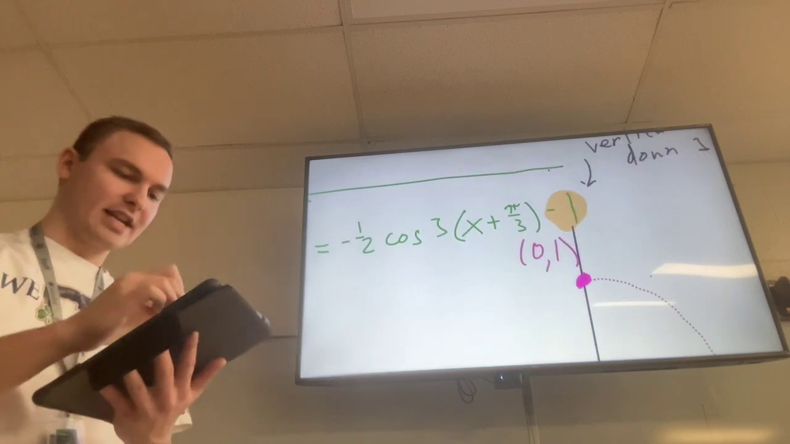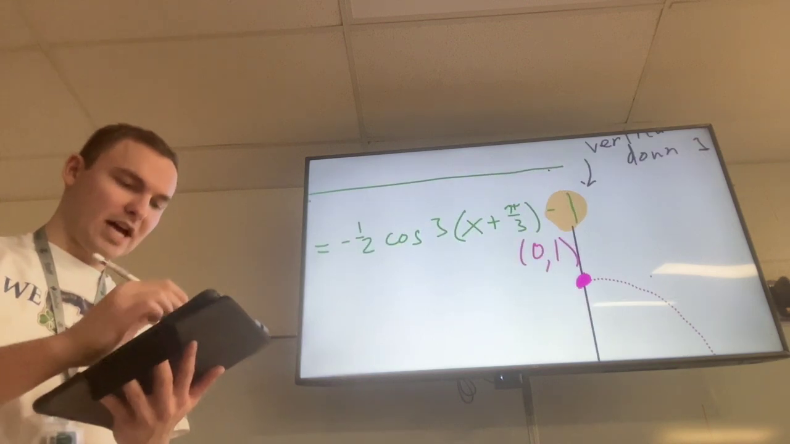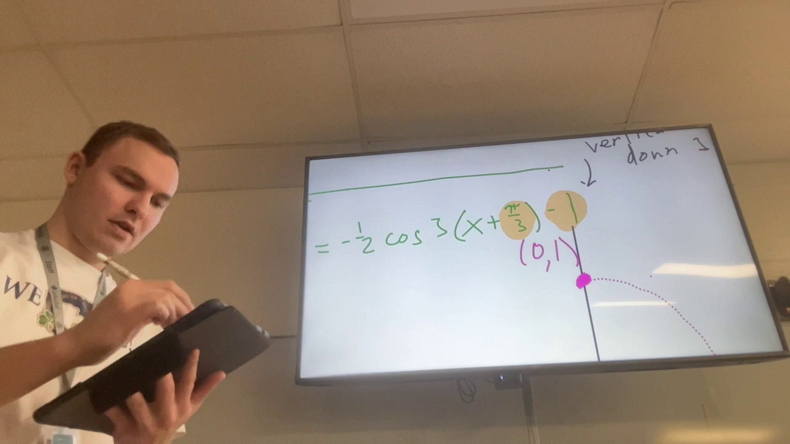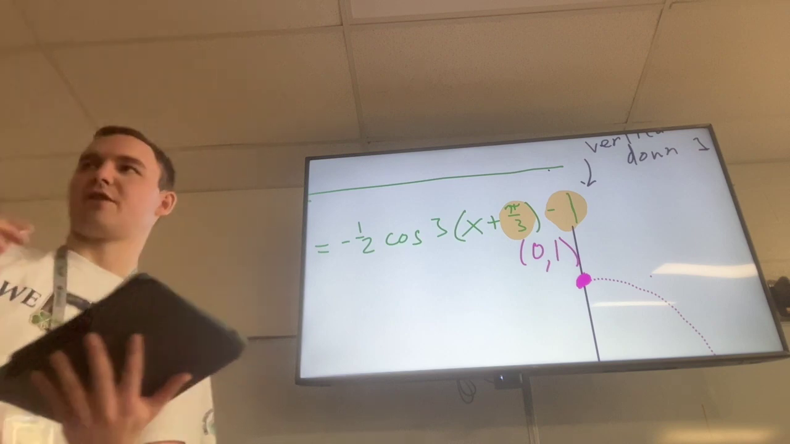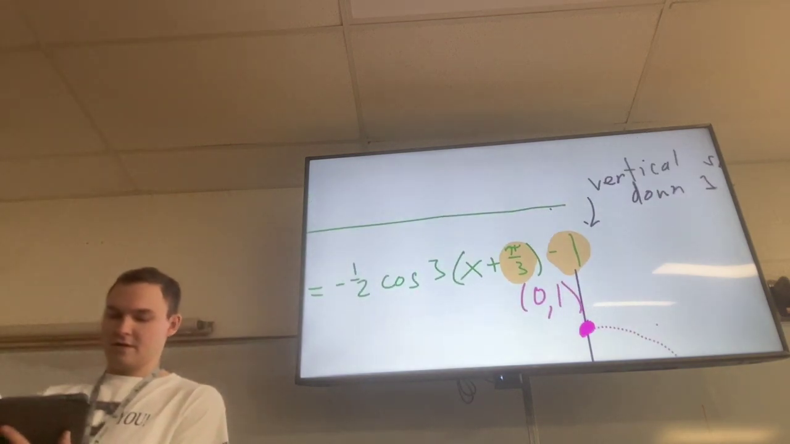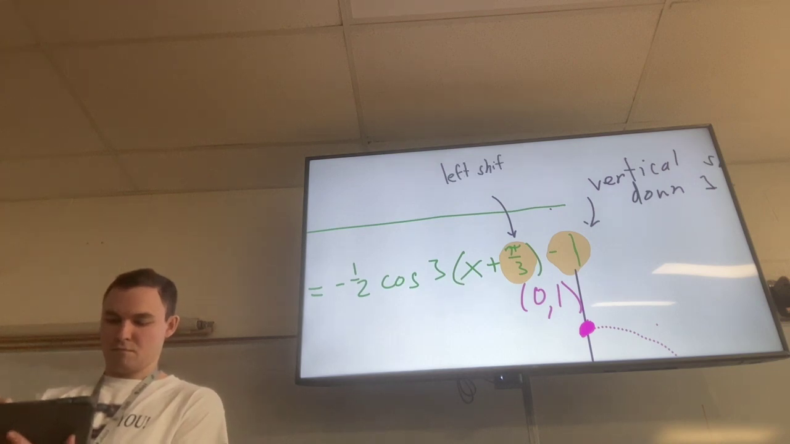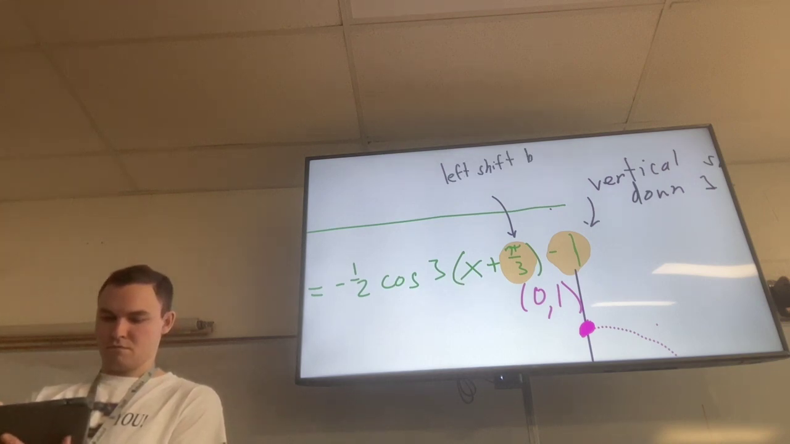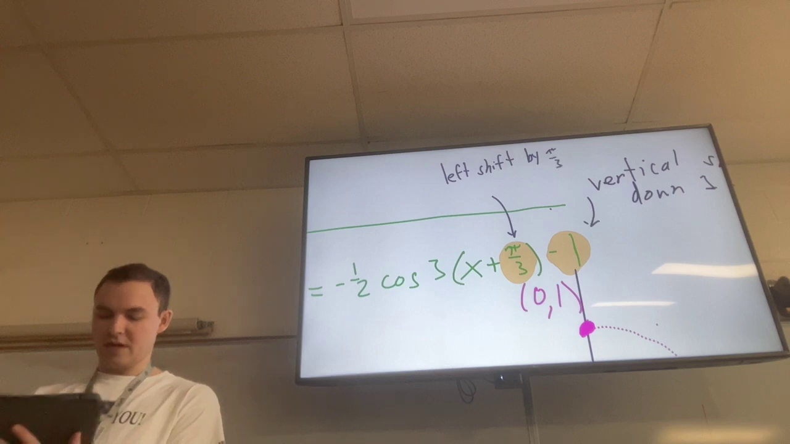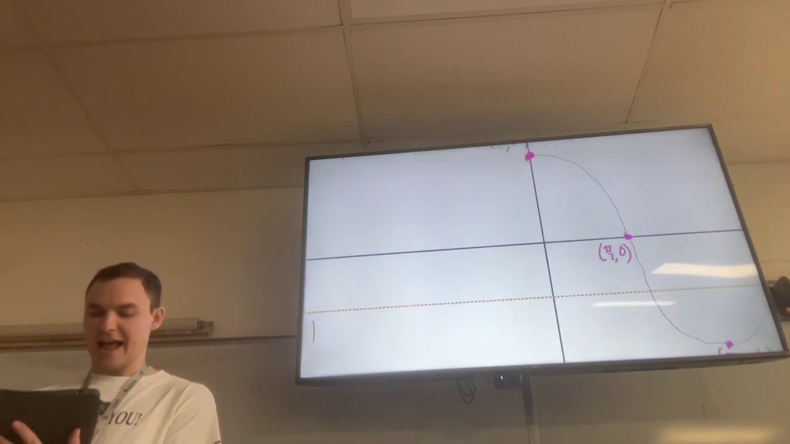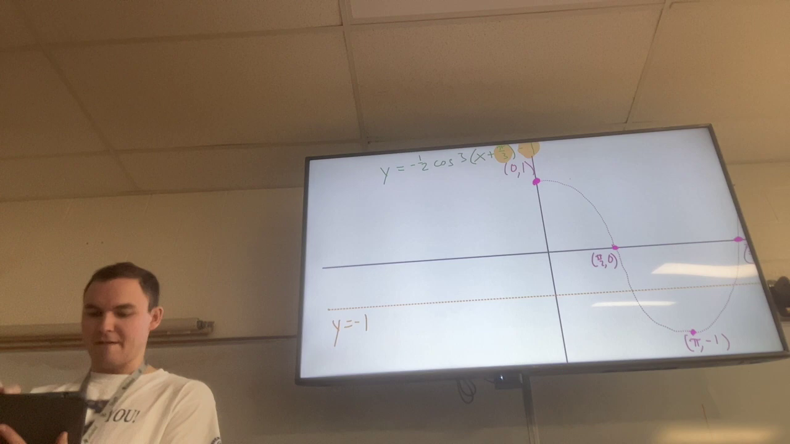Let's go to that next number. Plus pi over 3. What's a plus pi over 3 going to do to my graph? Left shift by pi over 3. So what's going to happen then is my first point, I'll draw this graph. What's a good color? I'll do blue.